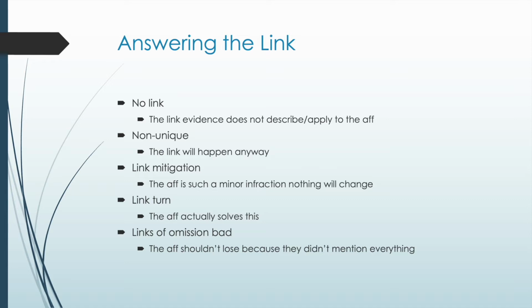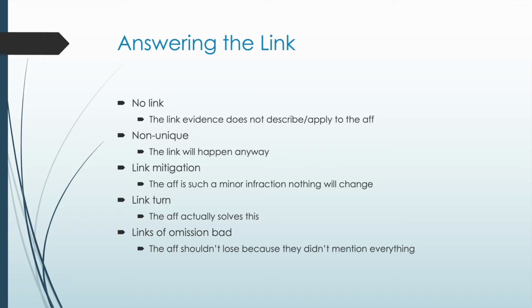There's a number of arguments that you can make here. I've listed a couple of them. There's the no link argument, which in the context of a K says that the link evidence does not describe or apply to the AF. So you are accusing the AF of doing something that is, say, perpetuating militarism, when in reality the link that you're reading does not apply to the AF. The AF did not do the thing that the link says leads to more militarism.